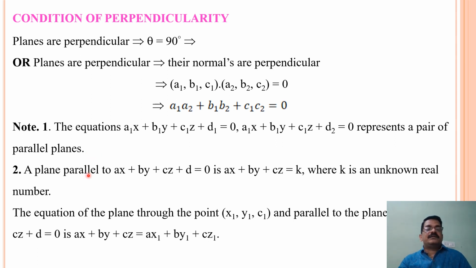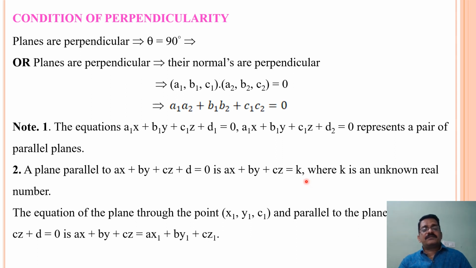Next, second one, a plane parallel to ax plus by plus cz plus d is equal to 0 is ax plus by plus cz plus k is equal to 0, where k is an unknown real number. So, any plane parallel to the given plane equation, we can observe constant values are different. That is ax plus by plus cz is equal to k.